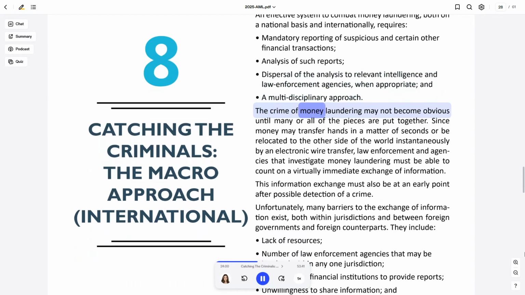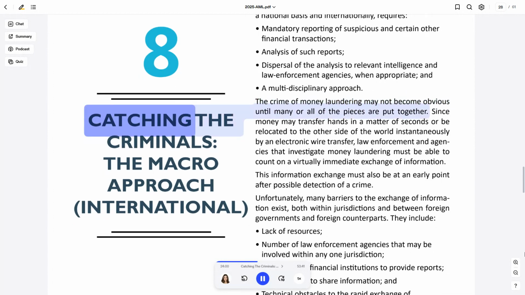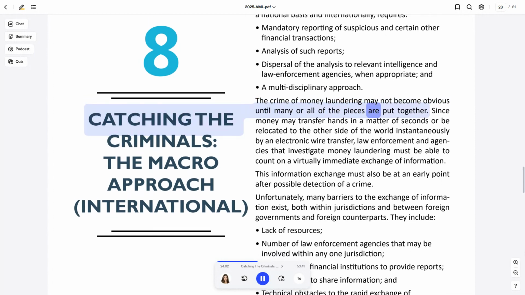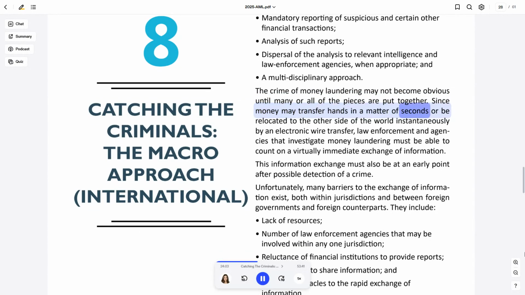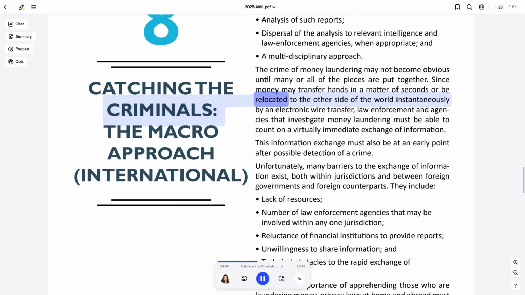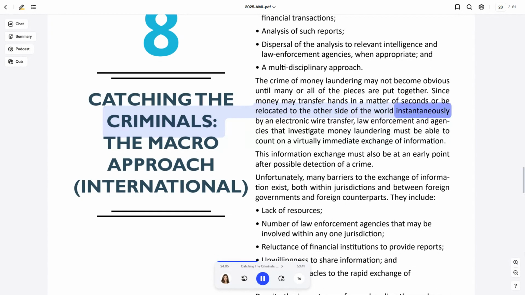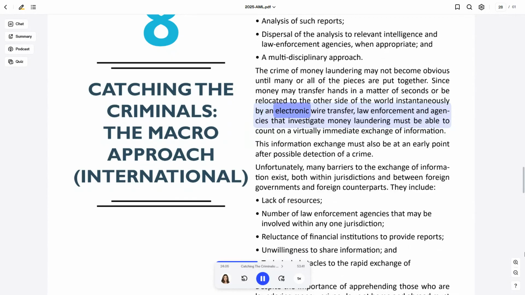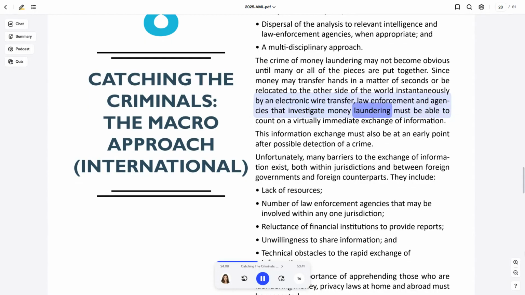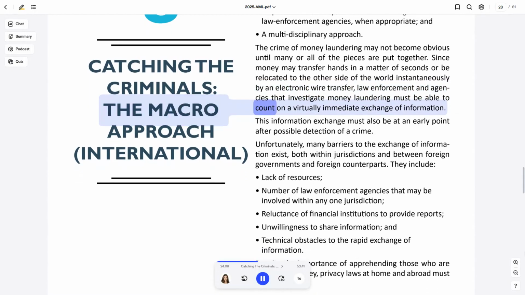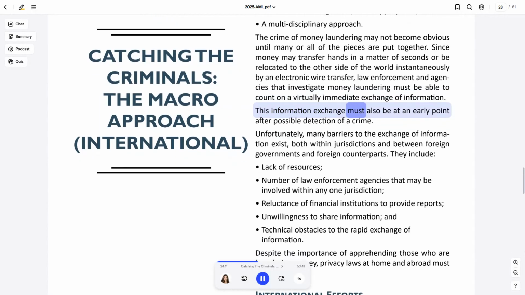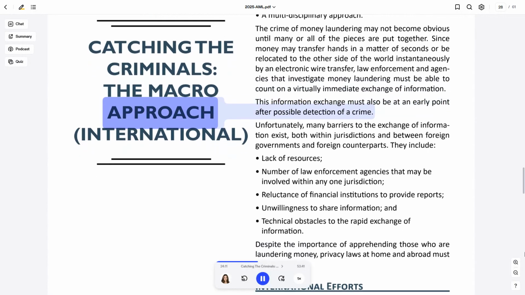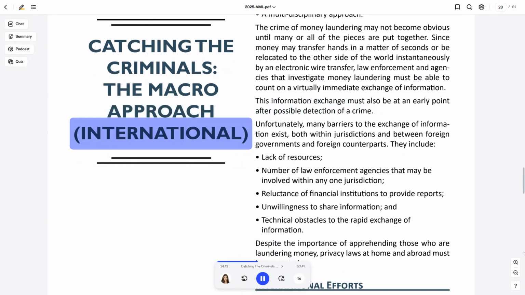The crime of money laundering may not become obvious until many or all of the pieces are put together, since money may transfer hands in a matter of seconds or be relocated to the other side of the world instantaneously by an electronic wire transfer. Law enforcement and agencies that investigate money laundering must be able to count on a virtually immediate exchange of information. This information exchange must also be at an early point after possible detection of a crime.